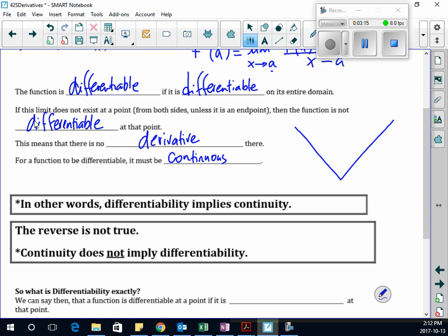And I think using the absolute value function is the best thing. If I forget which one's which, I always remember the absolute value function. That's continuous. Everybody agrees. But at that point right there, because of that corner, it's not differentiable. So continuous, not necessarily differentiable, but differentiable means it has to be continuous.